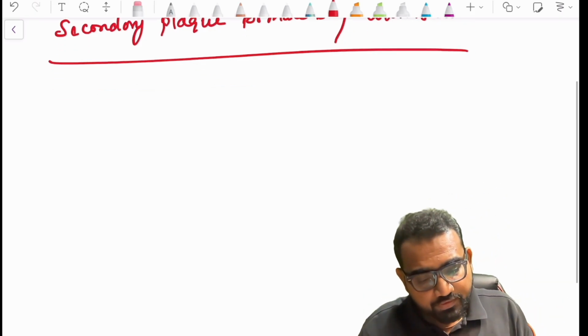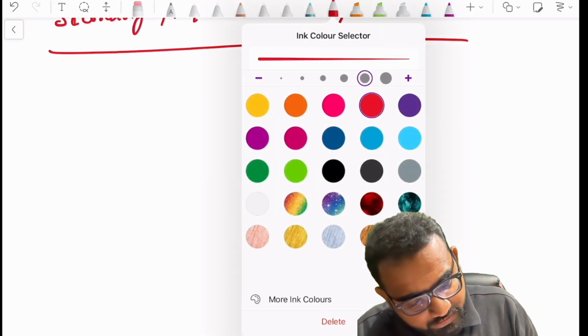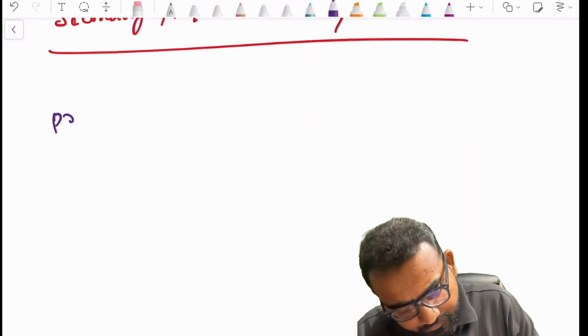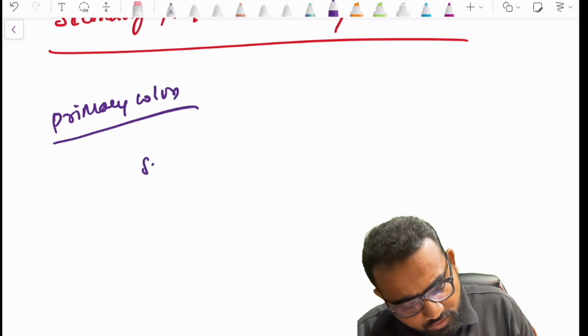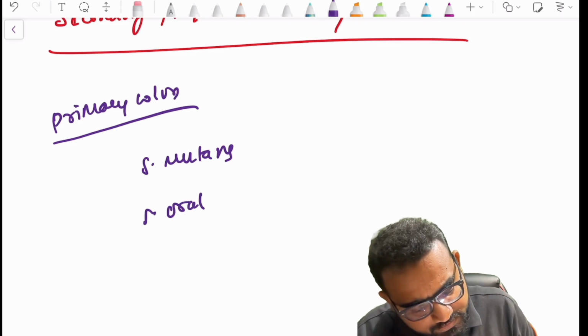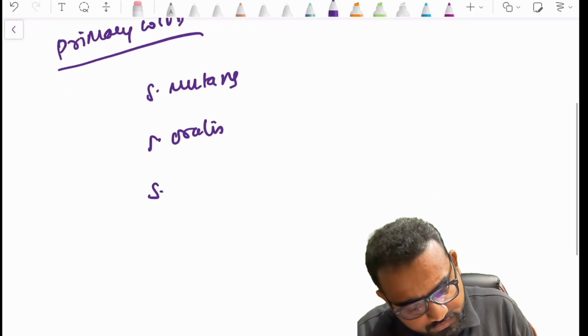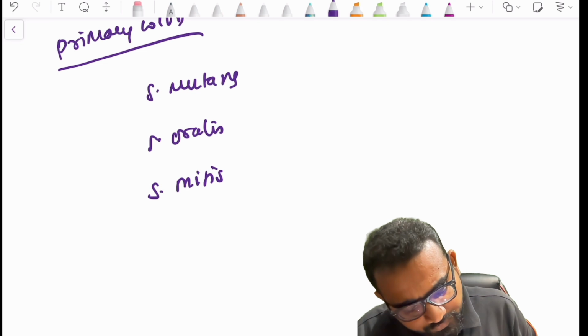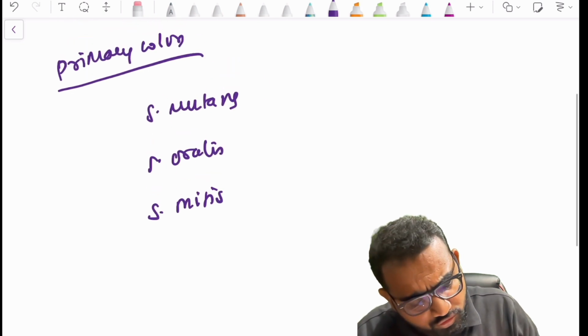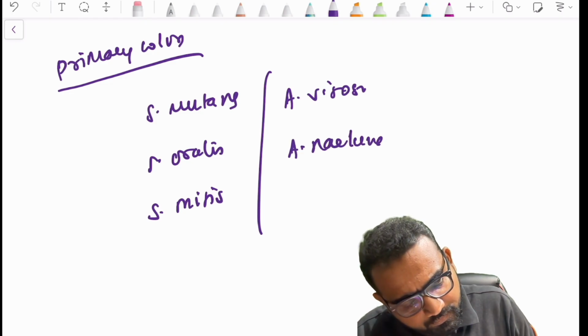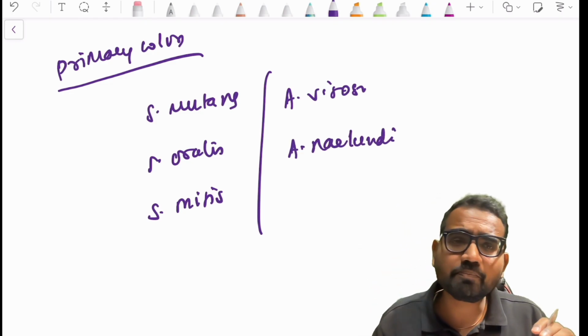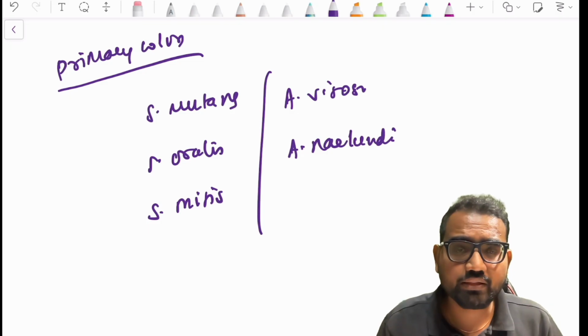Now, I talked about the primary colonizers. What are the primary colonizers? Streptococcus mutans, Streptococcus oralis, Streptococcus mitis, and I also talked about Actinomyces viscosus and Actinomyces naeslundii. So these are a few of the primary colonizers of plaque formation.